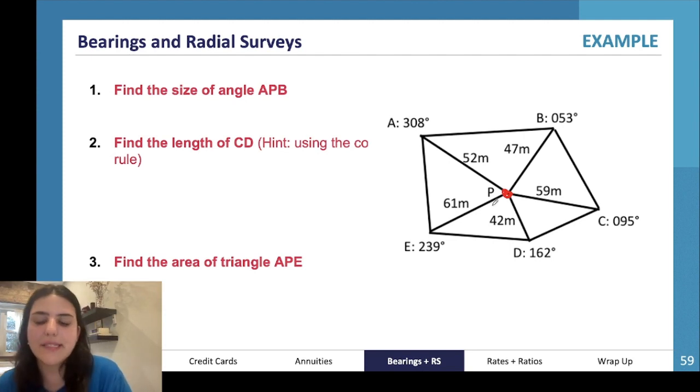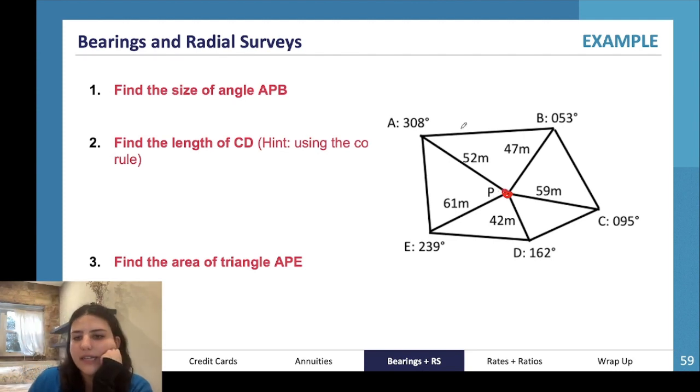You could even think of this as the solar system. This is the sun and these are all the different planets. And then you'll see we've got true bearings. So this one is 53 degrees true, 95 degrees true, and so on. Find the size of angle APB is this angle.